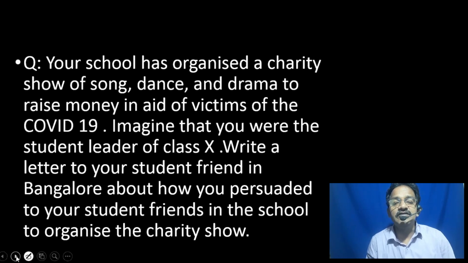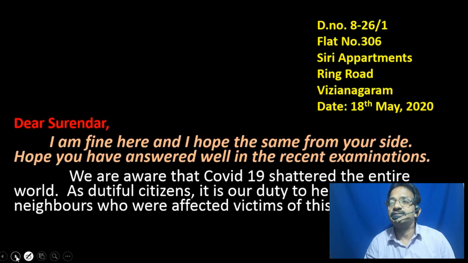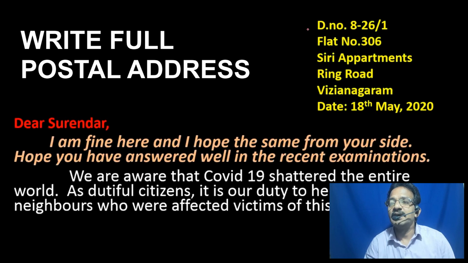దీన్ని చూడండి, it is an informal letter because you are writing to a friend. Informal letter where you have to place the from address in the top right hand corner, and the full postal address should be there. Full postal address అంటే ఇక్కడ డోర్ నెంబర్ రాసాం, ఫ్లాట్ నెంబర్ రాసాం, అండ్ అపార్ట్మెంట్స్, రింగ్ రోడ్, విజయనగరం, డేట్ ఫుల్ ఫామ్లో రాసాం. డియర్ సురేందర్, friend name is Dear Surinder, comma should be placed.